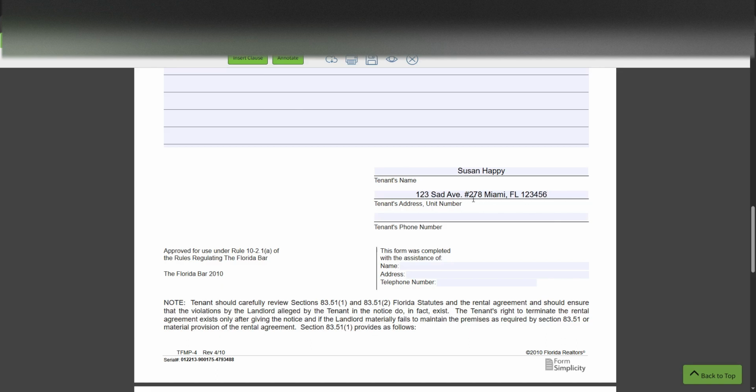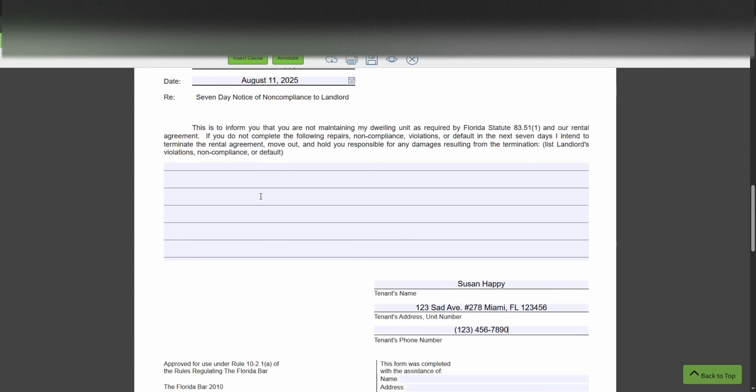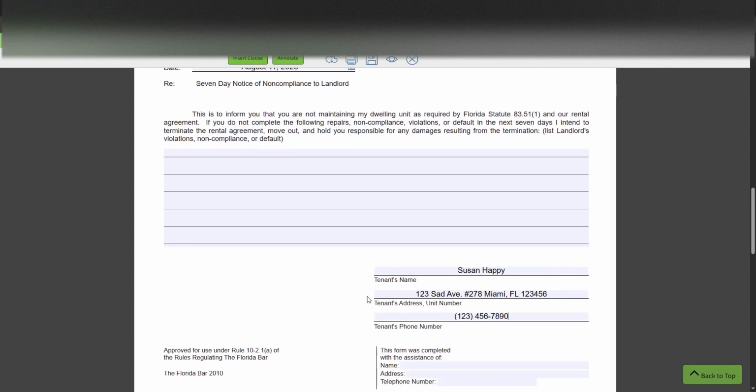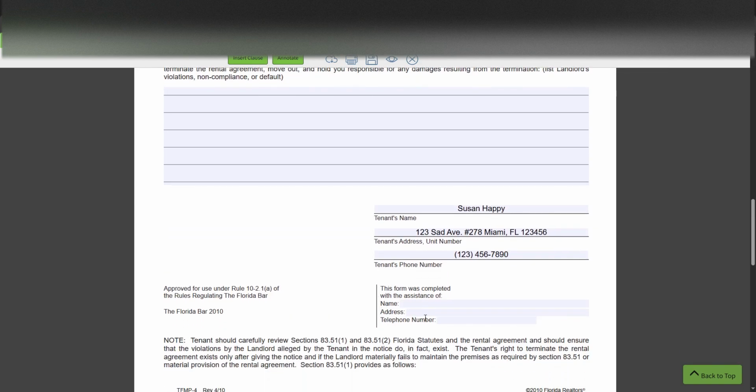Full property address. It needs to have the unit number, city, state, zip, full address. You put it there. And the phone number, you put the tenant's phone number here. The tenant will put their phone number here, whatever that may be. So there's that. And then the form was completed with the assistance of whoever assisted with completing this form and drafting up some of the language that's put into here. You put the information there: name, address, phone number.